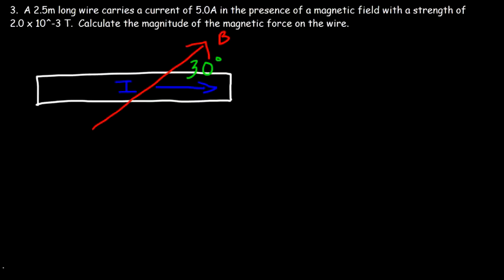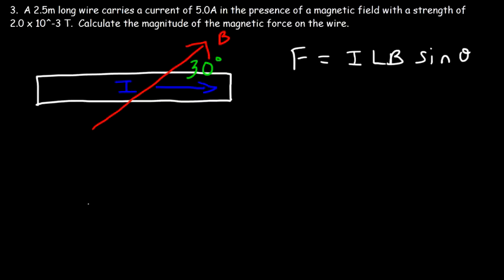Number 3, a 2.5 meter long wire carries a current of 5 amps in the presence of a magnetic field with a strength of 2 times 10 to the minus 3 teslas. Calculate the magnitude of the magnetic force on the wire using the picture shown below. So feel free to try that. The equation that we need is F is equal to I L B sine theta.